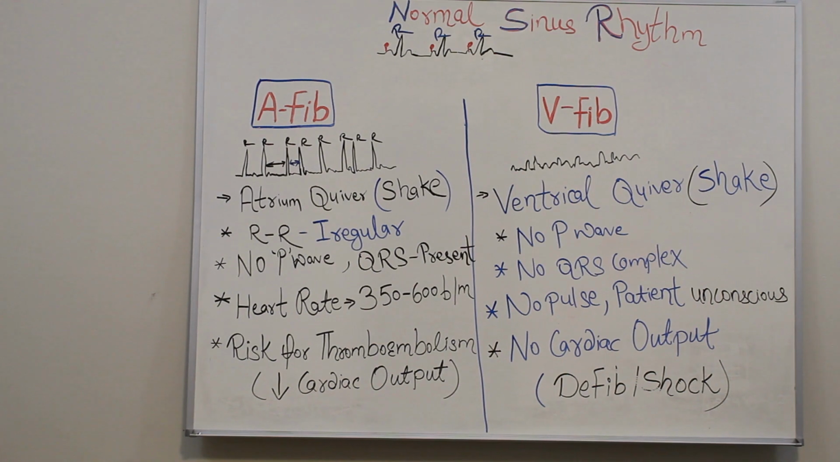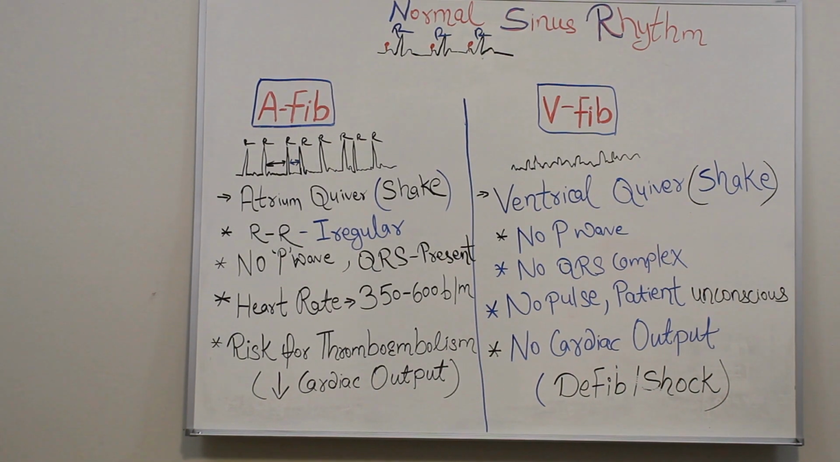Now, when we talk about atrial fibrillation, what actually happens is that the atrium of the heart is quivering, which means the atrium is just shaking, or there's a spasm of the atrium of the heart. It's not squeezing the blood effectively down to the ventricles. Whereas in ventricular fibrillation, the ventricles are quivering, meaning the ventricles are shaking. The ventricles are not contracting effectively.